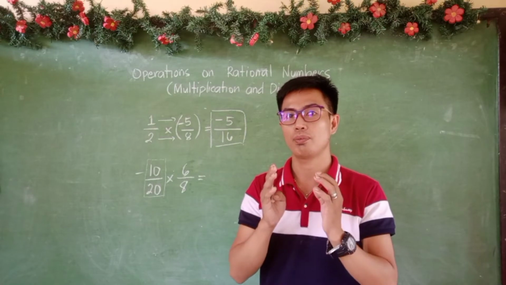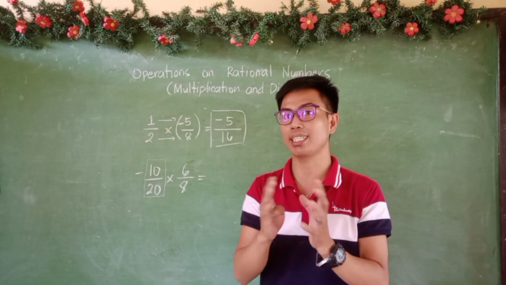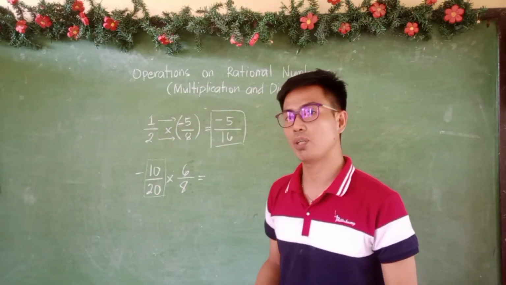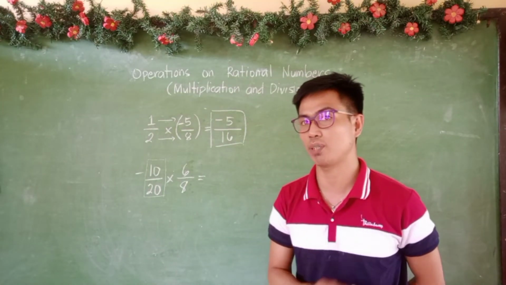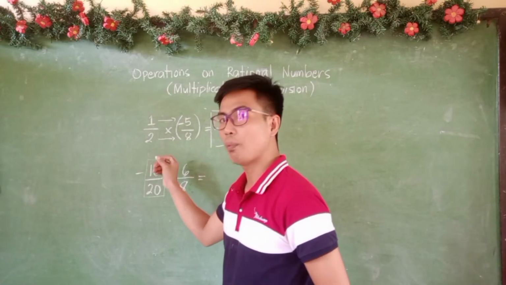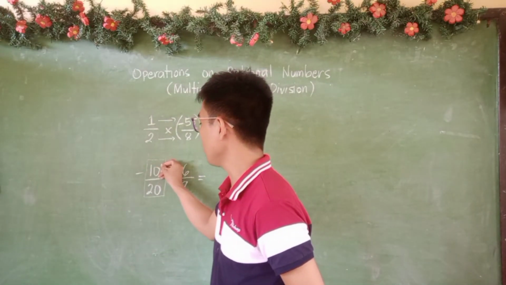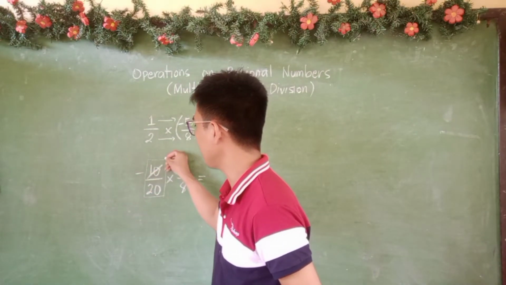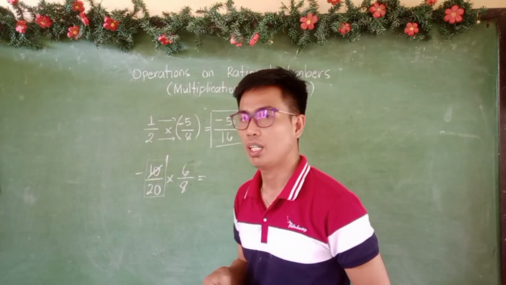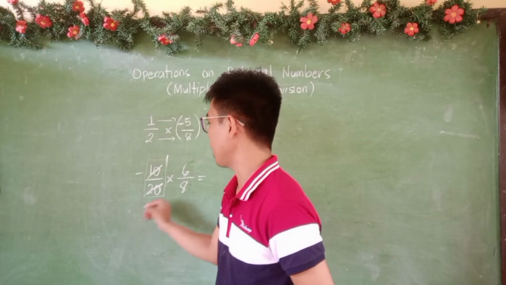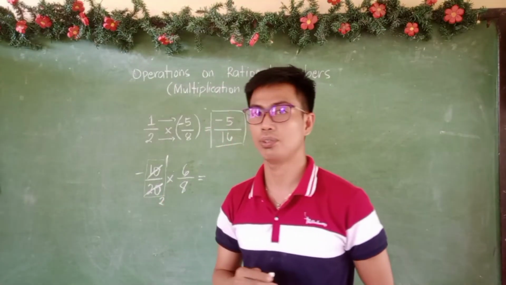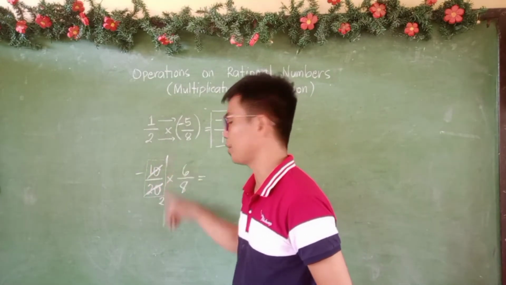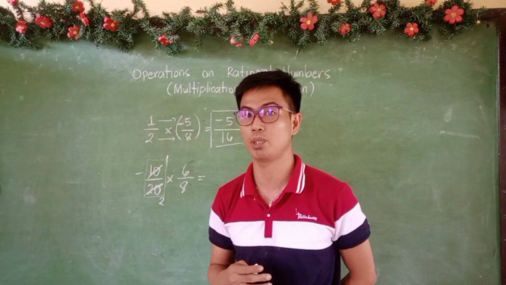So we can get the lowest term first before we multiply. So how are we going to do that? So ganito po yung cancellation property. So maglo-lowest term muna tayo. So 10 over 20 can be divided by 10. So 10 divided by 10 is 1. And 20 divided by 10 is 2. So as you can see, yung 10 over 20 natin naging 1 over 2 na lang. So mas madali na siyang i-multiply.